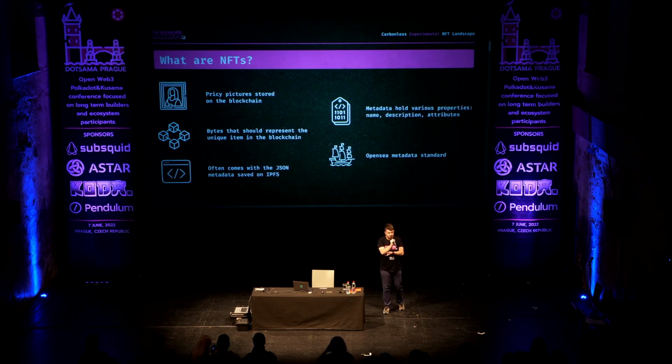So what are NFTs actually? Many times when you ask someone what they think about NFTs, they will say those are the pricey pictures on OpenSea, right? And although it's true, the reality is that NFTs represent some bytes stored on the blockchain, which should represent a unique item. They often come with metadata, which is stored on decentralized services such as IPFS or Arweave. This metadata holds various properties, such as name, description, or attributes, like what's the color of the background, or if the avatar has hats or glasses, and so on.